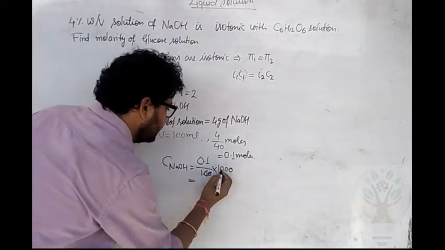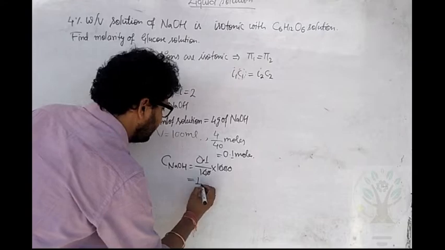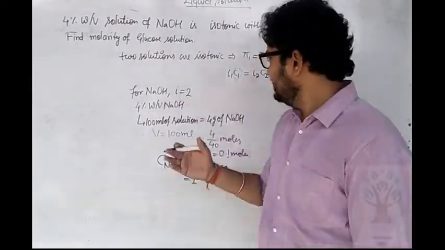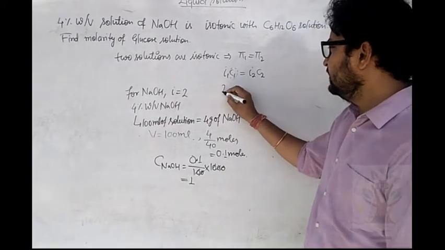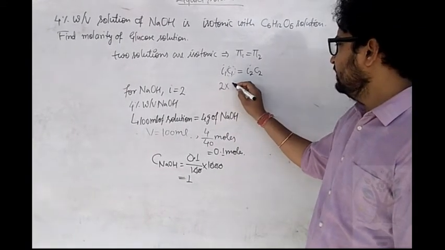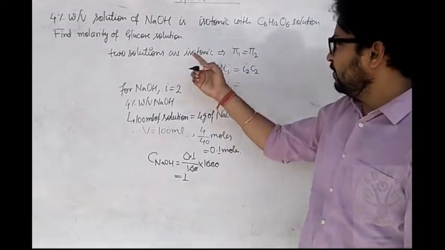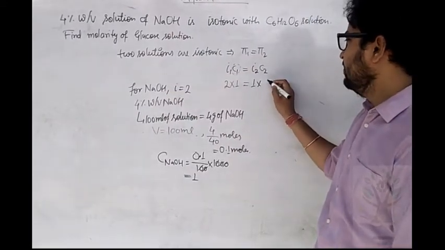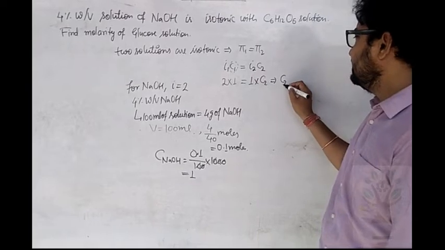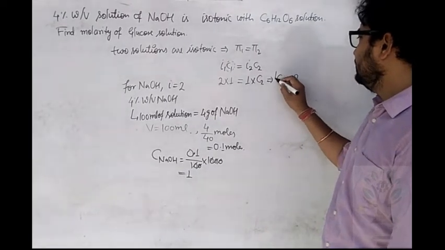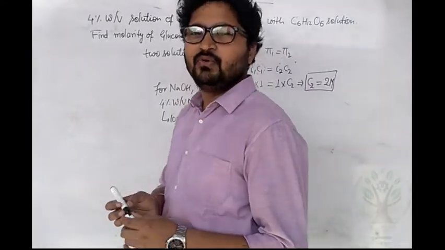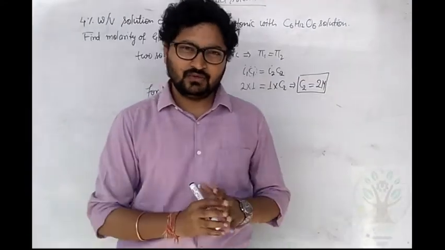So how much am I getting? Cancel, cancel, cancel, means I am getting 1. This is the molarity of NaOH. Okay. Let's see here. So i1 is what? 2. C1 is what? 1. Now what is the i2? i2 means for glucose. What is i for glucose? Glucose i is 1 multiplied by C2. So that gives us C2 equals to how much? 2. So molarity of C2 solution, glucose solution, is nothing but 2.